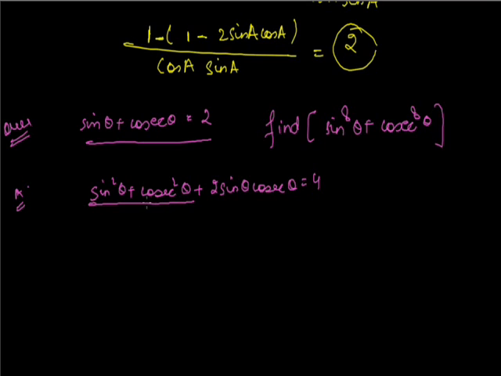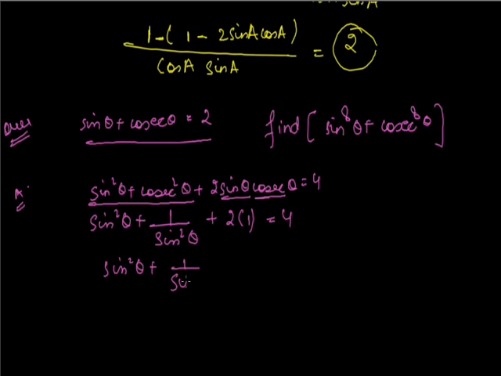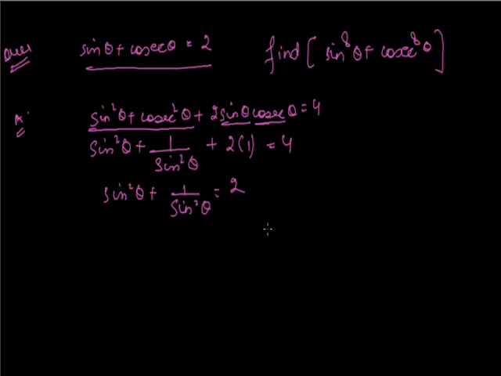I know that by using the identity, sin theta and cosec theta product is always 1. So this is 2 into 1. Okay, this will be sin square theta plus 1 upon sin square theta, 4 minus 2 will be 2. Now making it a quadratic equation, I'll be getting sin to the power 4 theta plus 1 is equal to 2 sin square theta.